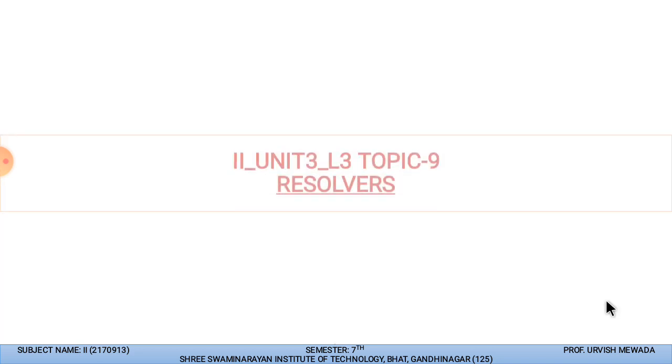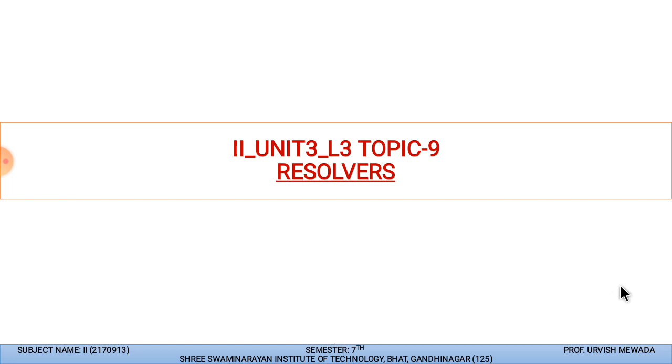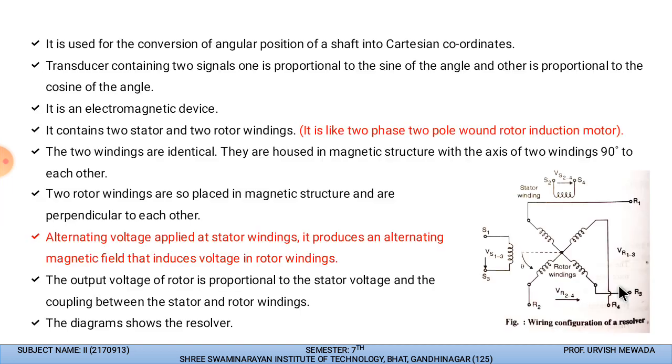Now let us discuss topic number 9, which is resolvers. This is the diagram of the resolver. The application of the resolver is for the conversion of the angular position of the shaft into Cartesian coordinates. So the angular position of the shaft can be converted into Cartesian coordinates based on the position of the coils in the stator and the rotor.